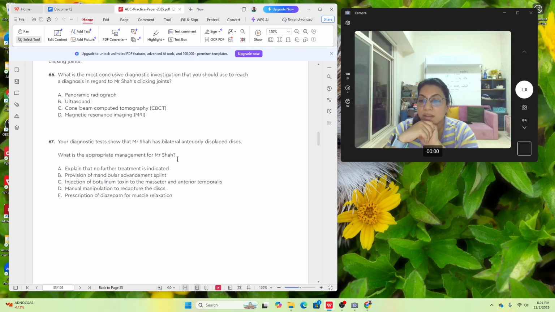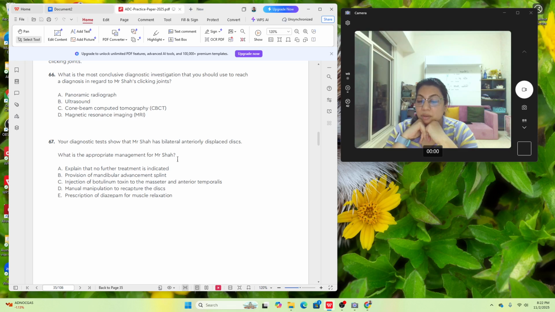Provision of mandibular advancement splint. When is the splint given? Pause the video, watch my video, come back. Injection of botulinum toxin to the masseter and the anterior temporalis. Nothing is mentioned about the soreness of the muscle. They are not in spasm, so no. Manual manipulation to recapture the disc. You can't do that. It's not a locked jaw.